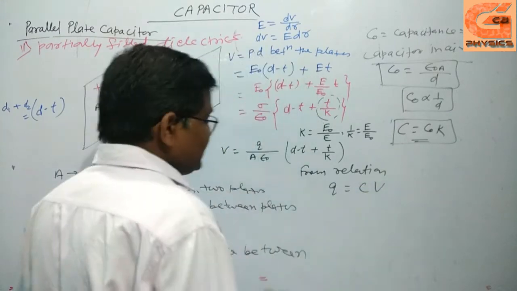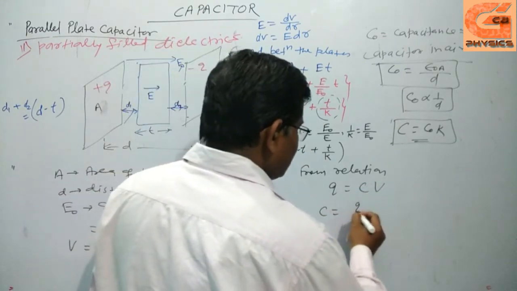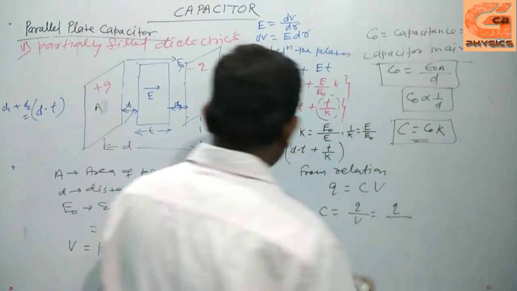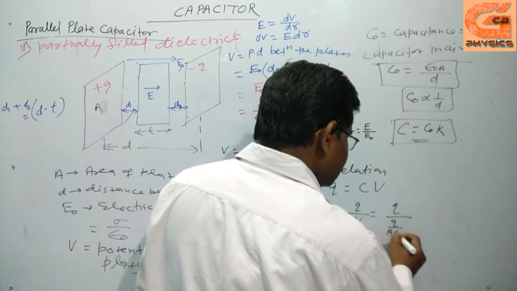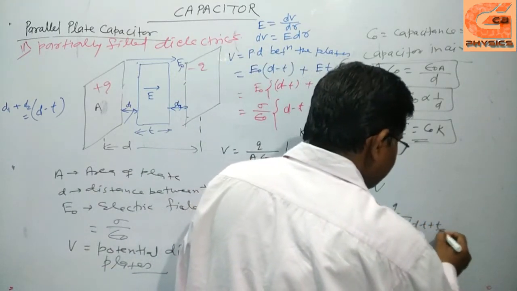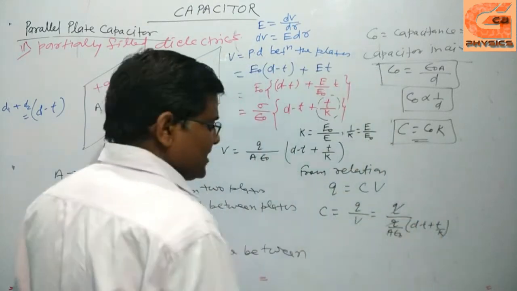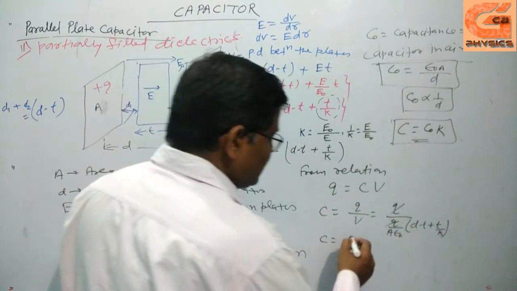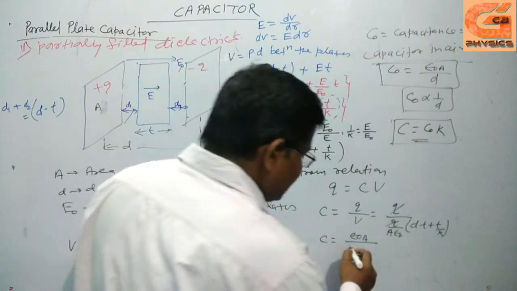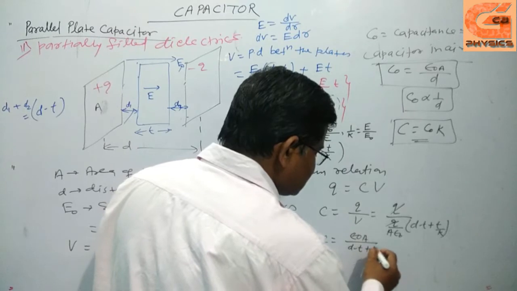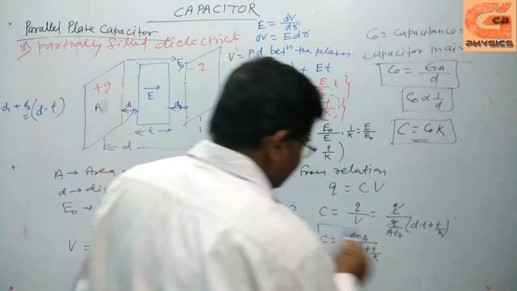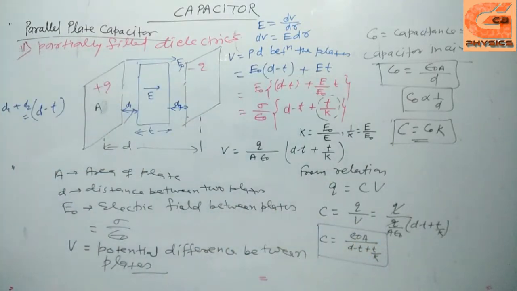From the relation Q equal to CV, C equal to Q by V. V is Q by A epsilon naught times (D minus T plus T by K). Q cancels out. Then C is equal to epsilon naught A upon (D minus T plus T by K). This is an important result here.